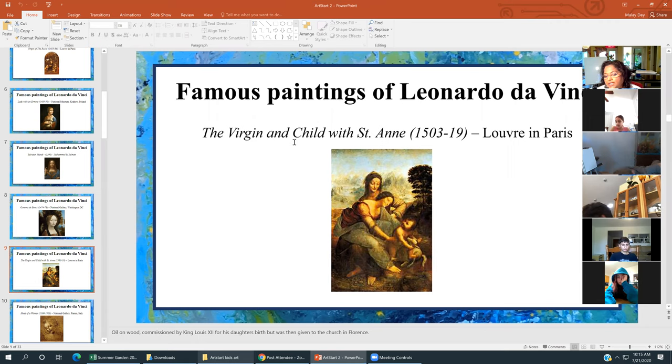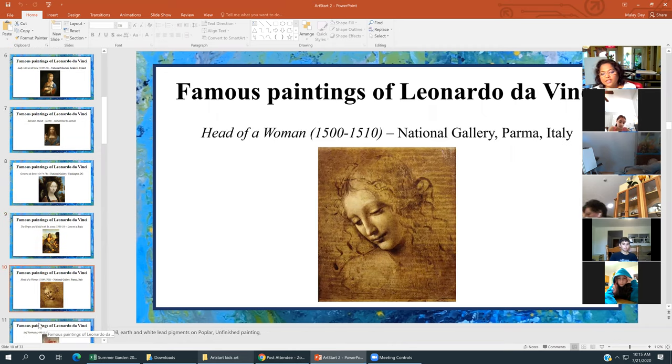It's called The Virgin and Child with Saint Anne, and it's in the Louvre Museum in Paris. Look at this gorgeous rendering. You would think it's a sketch, but it's really not a sketch because he started his first layer. Remember yesterday in my email I sent you, I told you layer and another layer, and then the painting really comes alive.